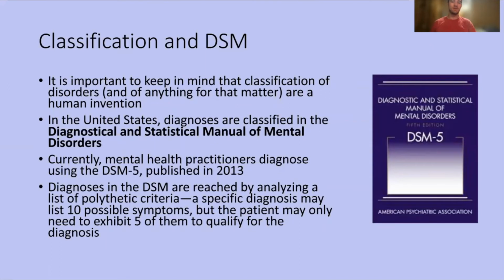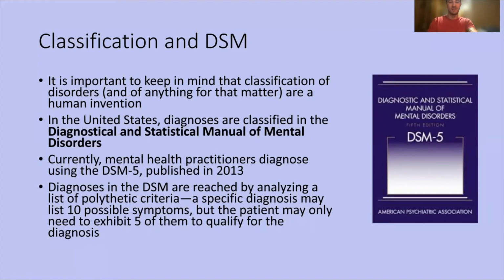So, classification and the DSM. It is important to keep in mind that classification of disorders is a human invention. Any sort of classification is a human invention, just like we were talking about with intelligence before. So again, things can get very subjective, but the main goal is to classify things that we understand so that we understand them better. In the United States, for diagnoses we use the DSM, which stands for Diagnostic and Statistical Manual of Mental Disorders. Currently, mental health practitioners in the United States diagnose using the DSM-5, which was published in 2013.